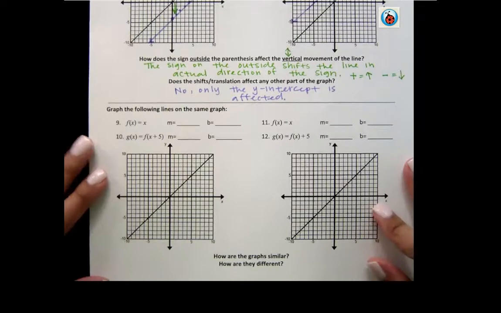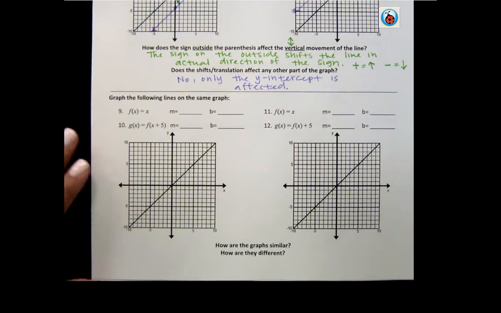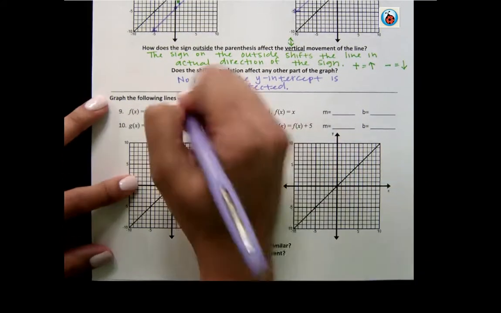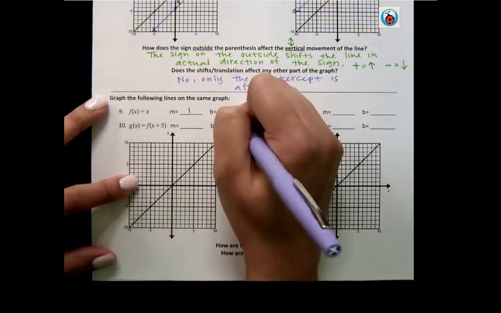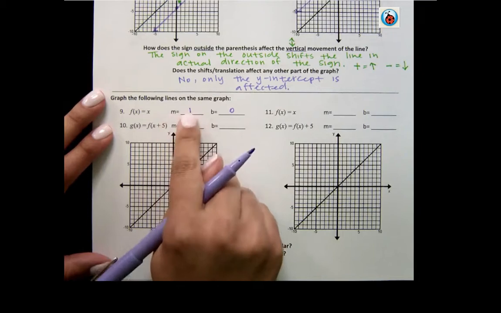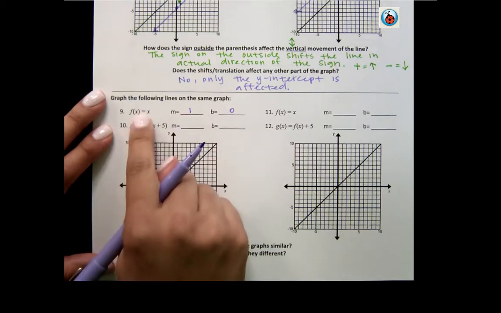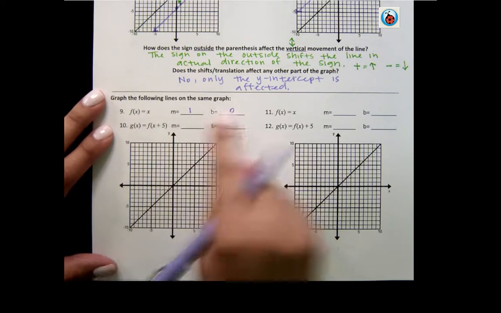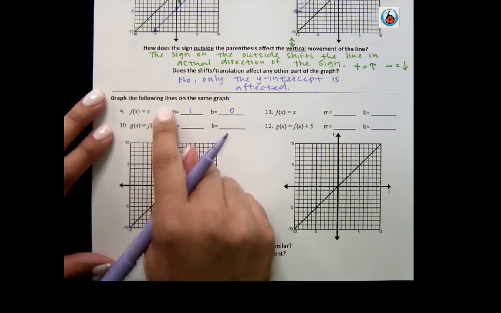So we have a couple more graphs, still starting with the parent function. By now, this should be fairly easy. My slope is still 1 because the only number I can write in front of x when there is no number is 1. My y-intercept is 0. I have nothing after the x.